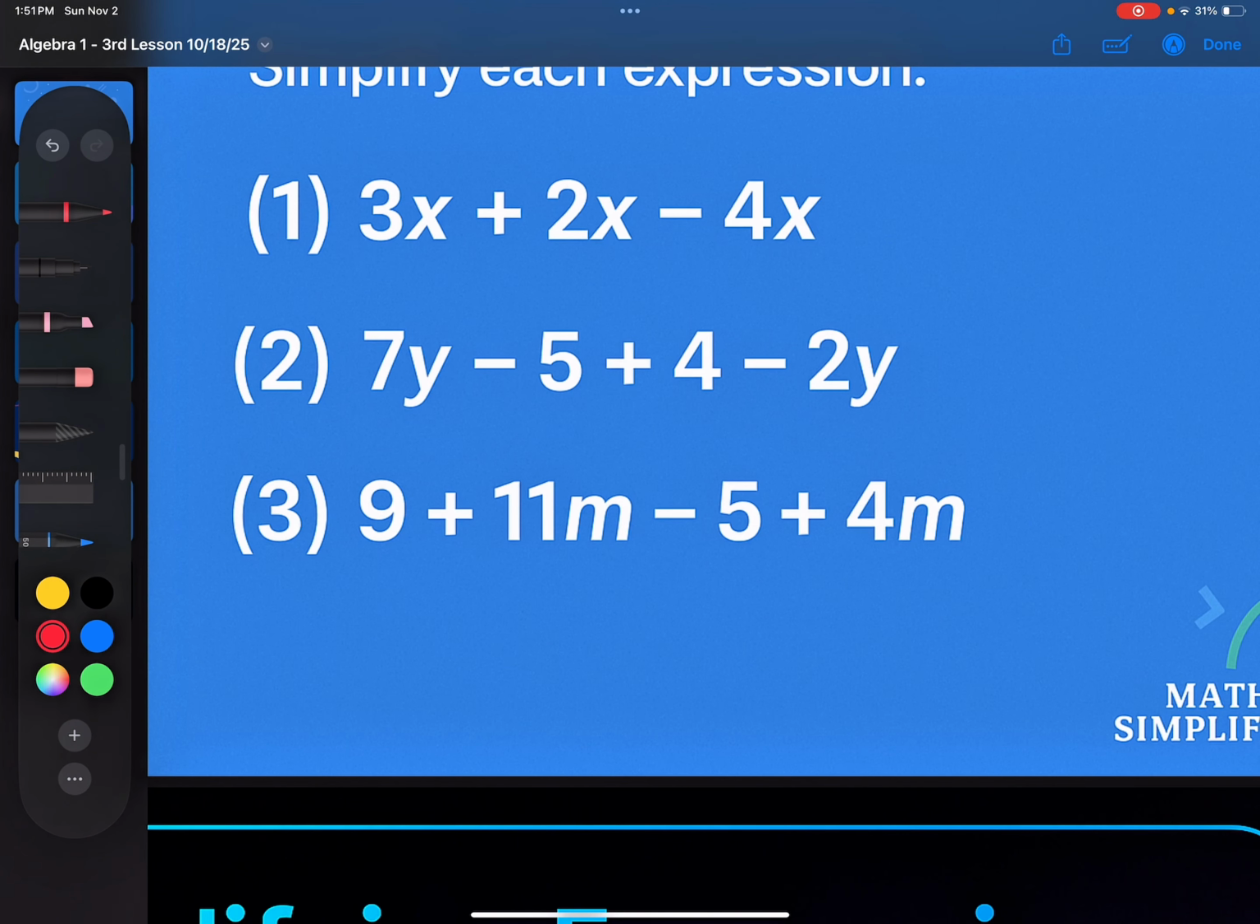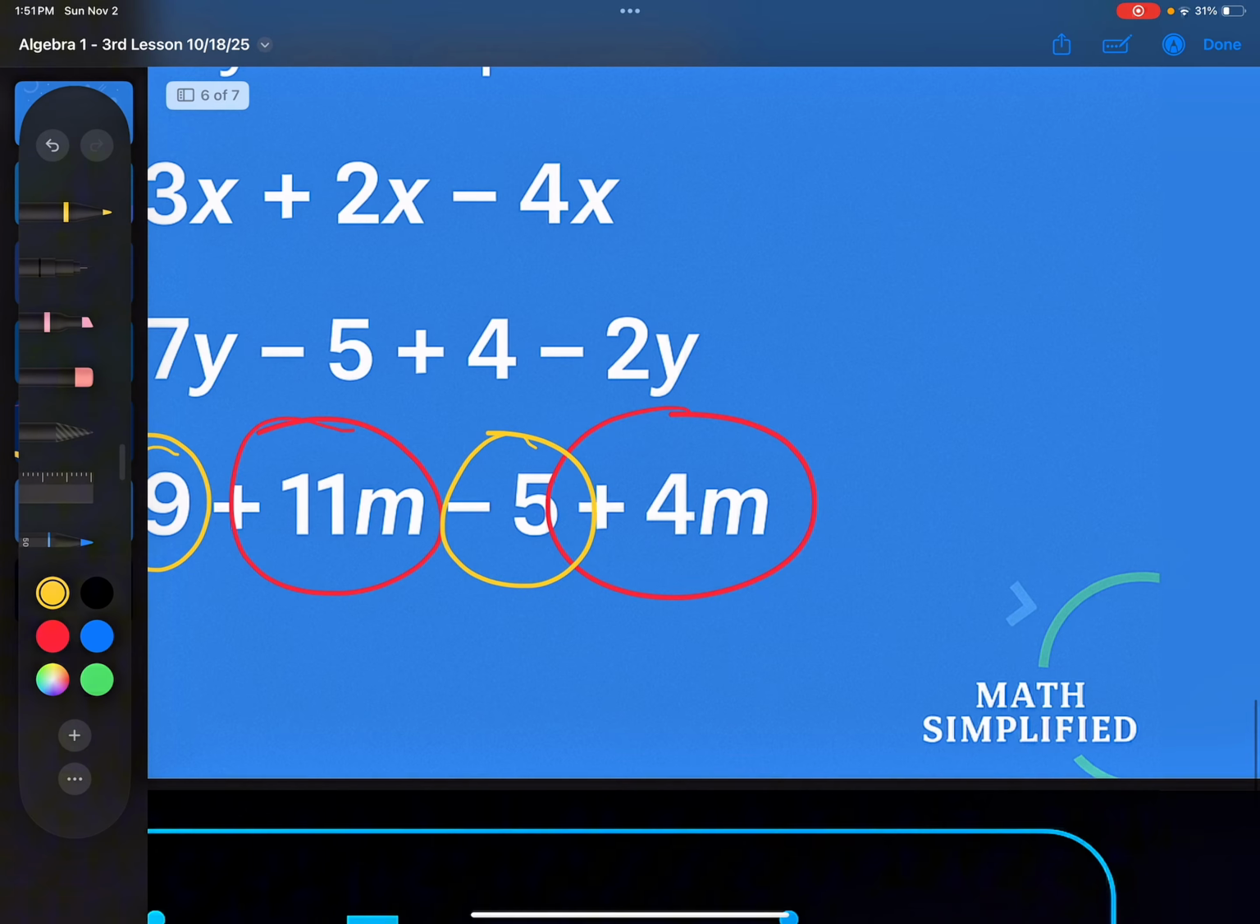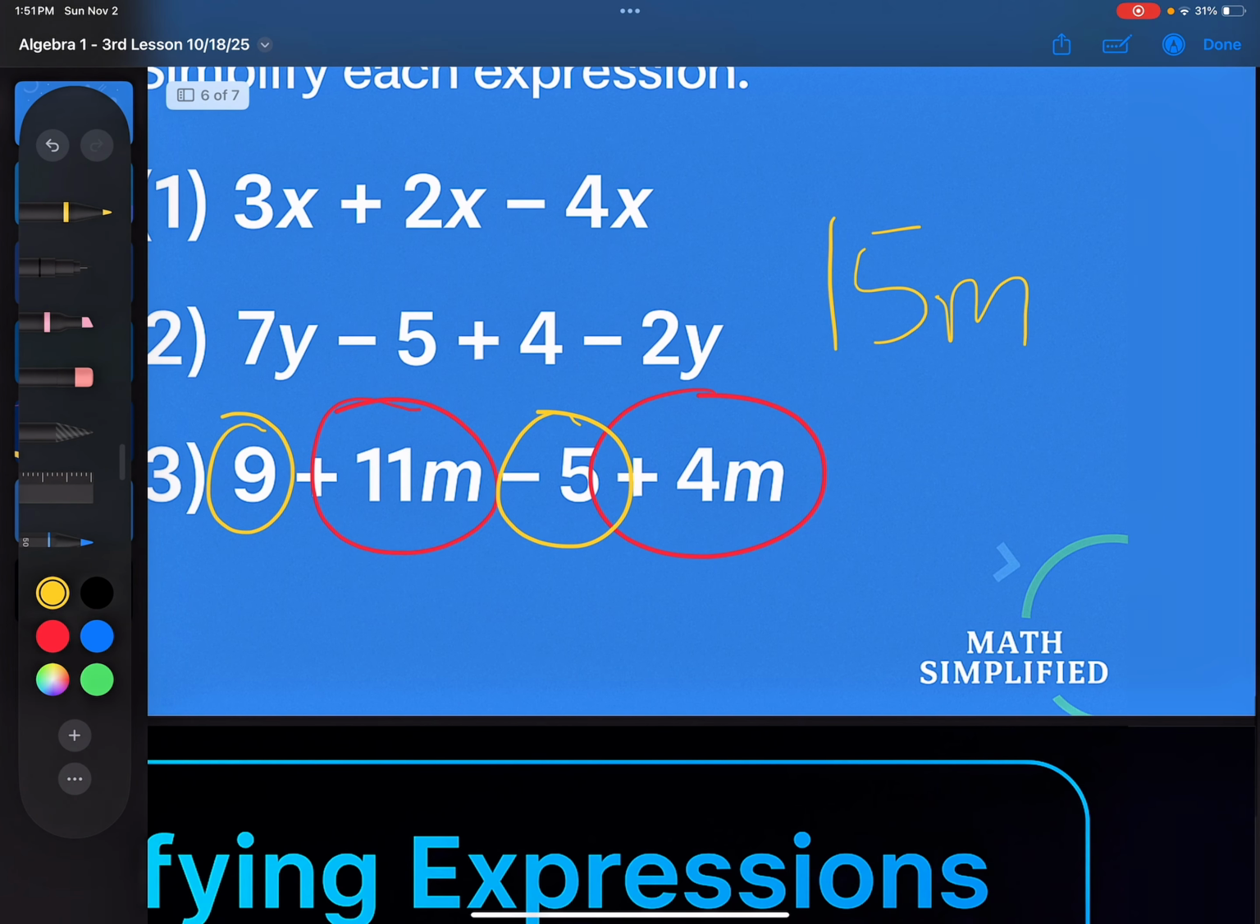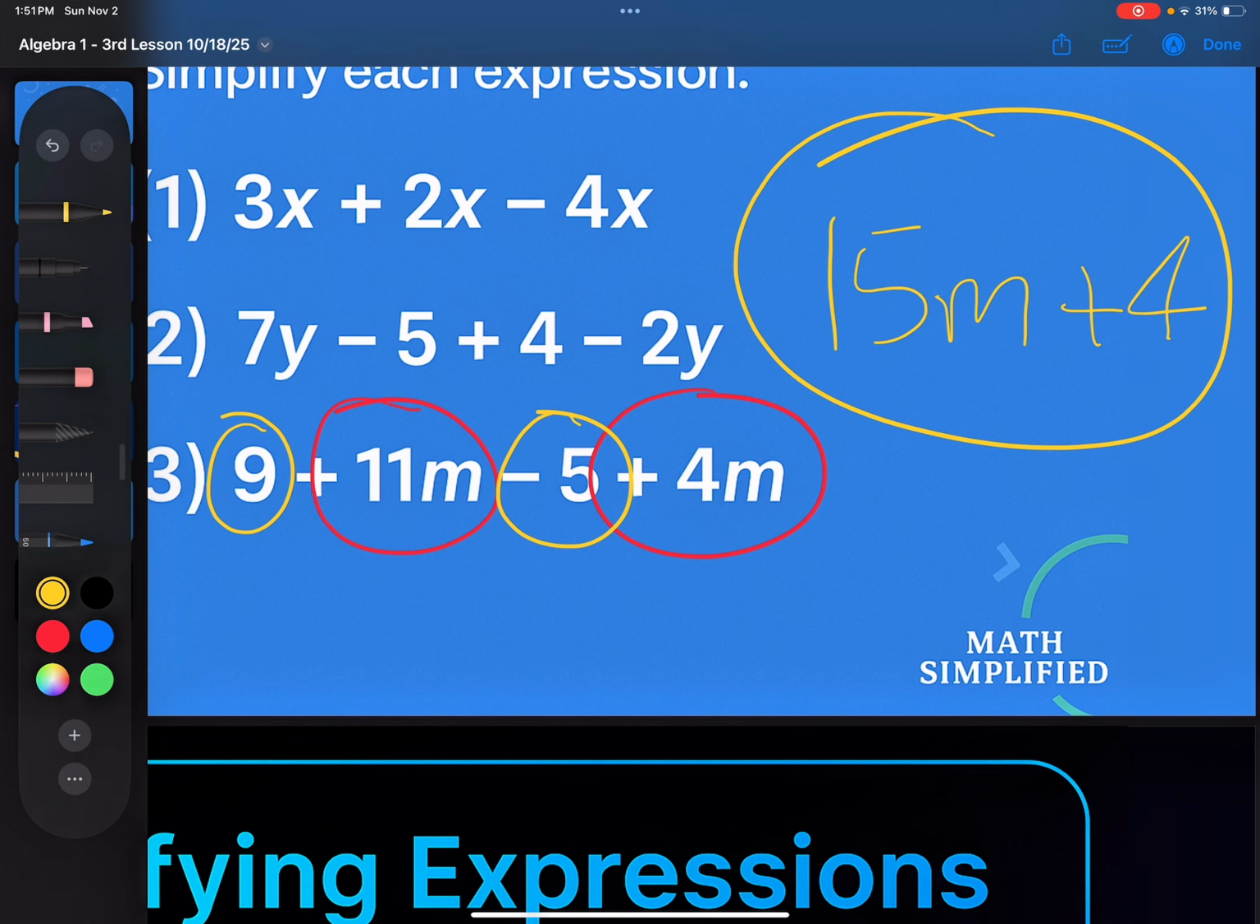Now we have 9 plus 11m minus 5 plus 4m. We have two different groups again. We have 11m and 4m, since they have the same variable. We have 9 and negative 5, since they don't have a variable and they're like terms. 11m plus 4m would be 15m. And then 9 minus 5 would just be 4. So this is our solution to the simplified expression.